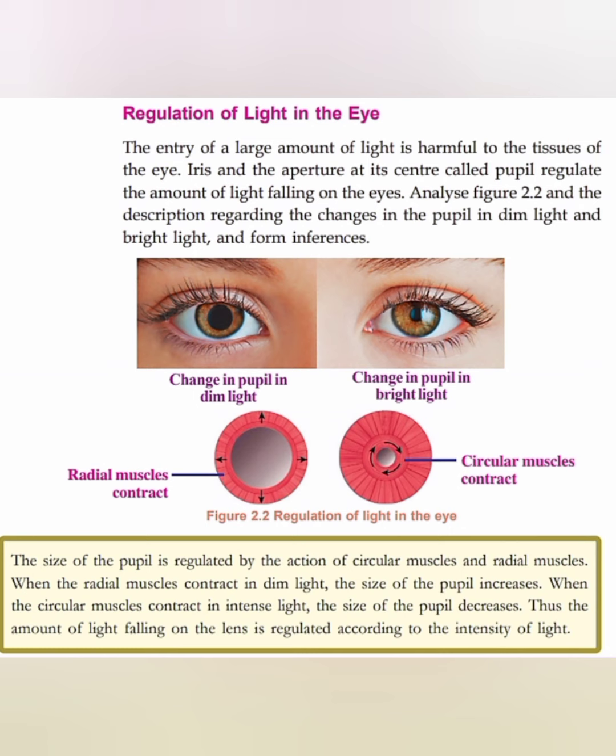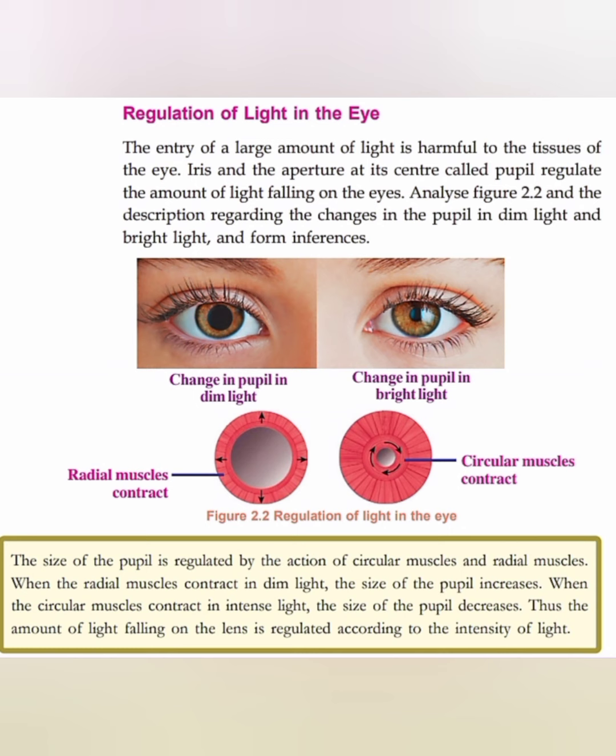If you analyze the picture given in this slide, we can see the change in the pupil in dim light and also the change in the pupil in bright light. Can you see the pupil? It is the inner dark portion or the aperture in the iris. In the first picture, in dim light, the size of the pupil is enlarged. In the second picture, it is a case of bright light falling on our eye. Here the size of the pupil diminishes, or becomes small.